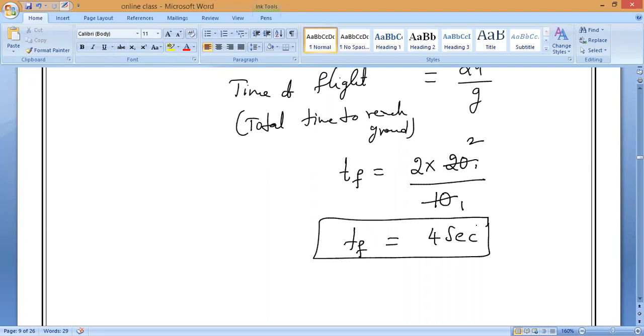Okay, sir. Understand, Hari? Then if you take minus 10, time will come minus 4 seconds. Is it possible? Time will be negative. No, sir. Clear, everybody?